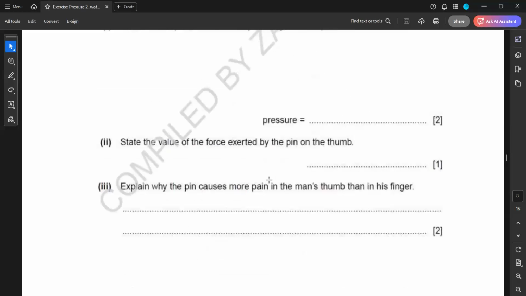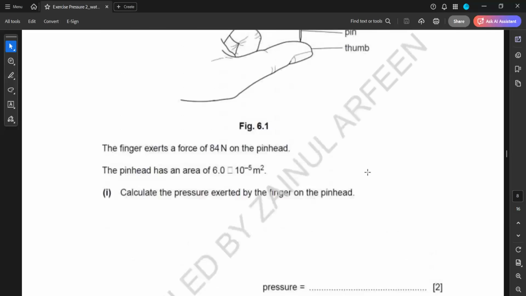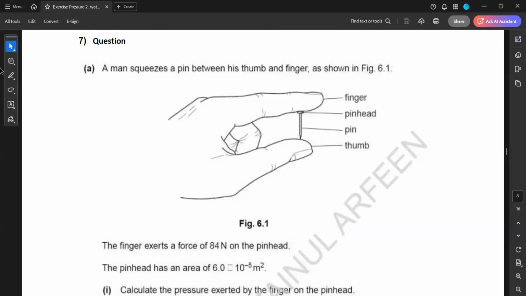Explain that the pin caused more pain in the man's thumb than in his finger. What is the reason if you compare the cross-sectional area? Because the guy is applying more force on the finger, that's why. No, the force is the same. You are not supposed to say that. Look, that is important, like how you write the structure of an answer.